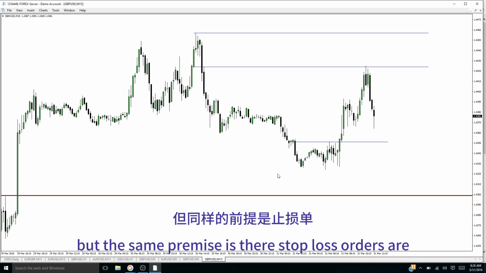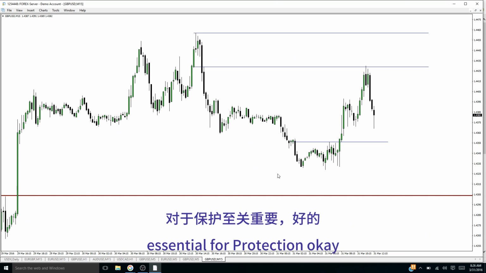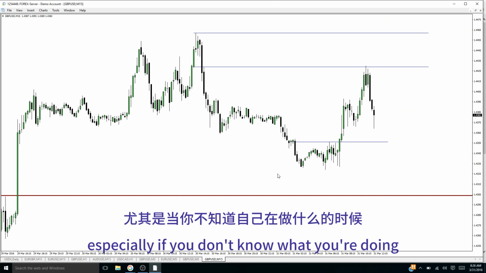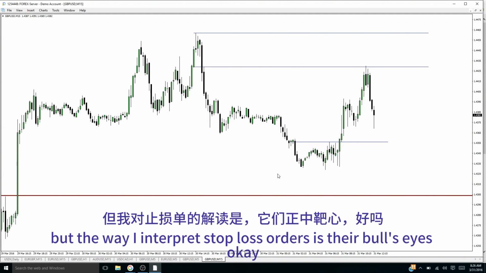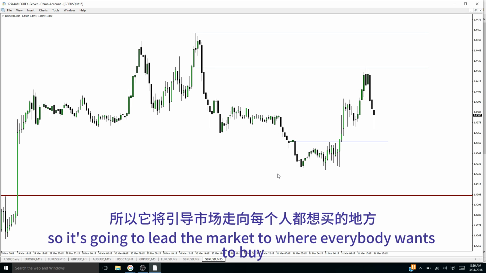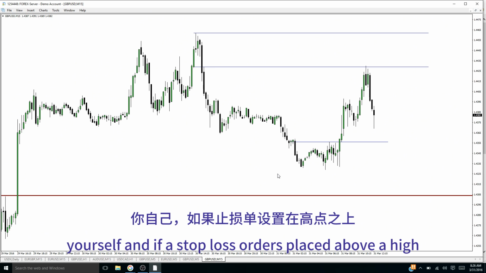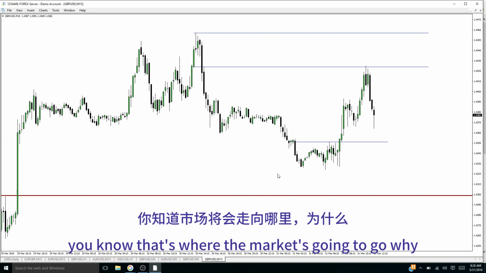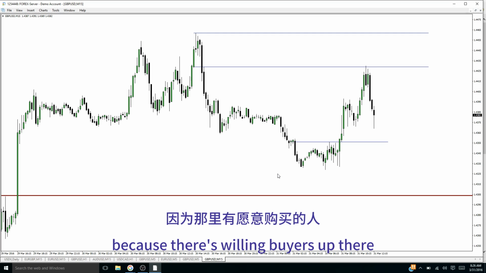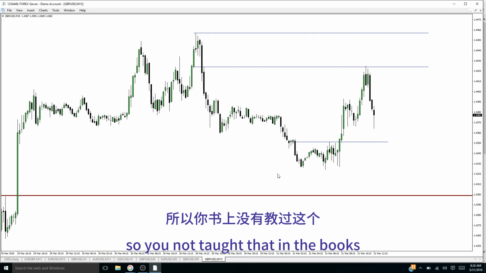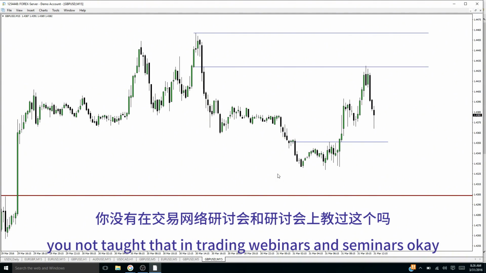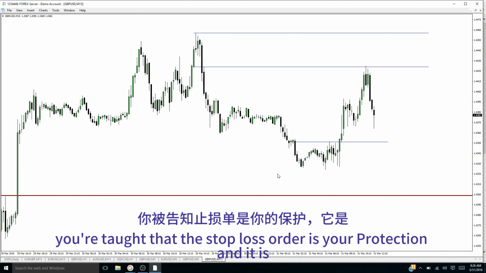Stop loss orders are essential for protection. Okay, especially if you don't know what you're doing. But the way I interpret stop loss orders is they're bullseyes. Okay, so it's going to lead the market to where everybody wants to buy or sell. And if a stop loss order is placed above a high, you know that's where the market's going to go. Why? Because there's willing buyers up there. So you're not taught that in the books. You're not taught that in trading webinars and seminars. Okay, you're taught that the stop loss order is your protection, and it is.